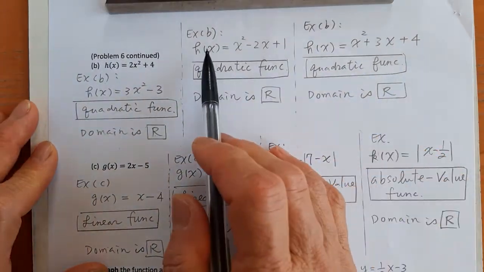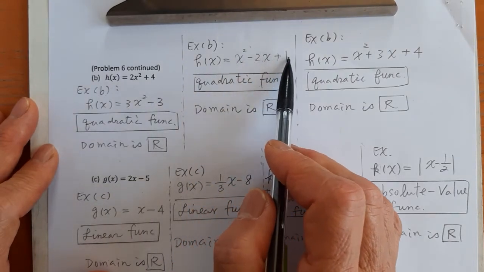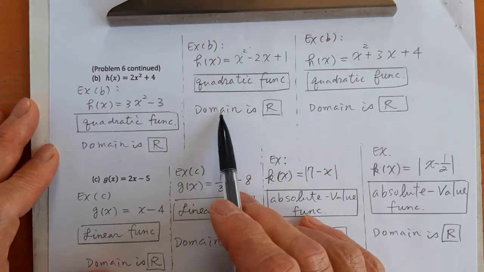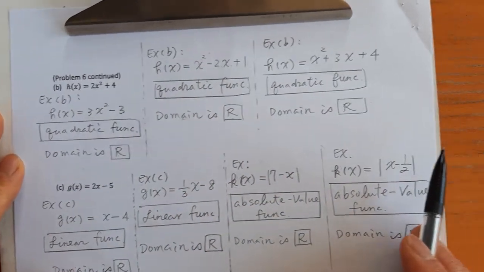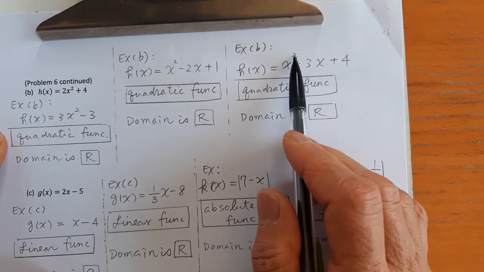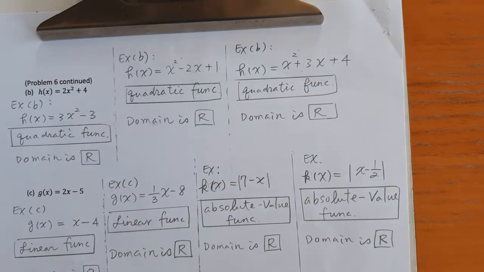Another example for B: h of x equals x squared minus 2x plus 1 is also a quadratic function. The degree is 2. The domain is all the real numbers. Another example, like x squared plus 3x plus 4. The degree is 2, so this is also a quadratic function. The domain is all the real numbers.